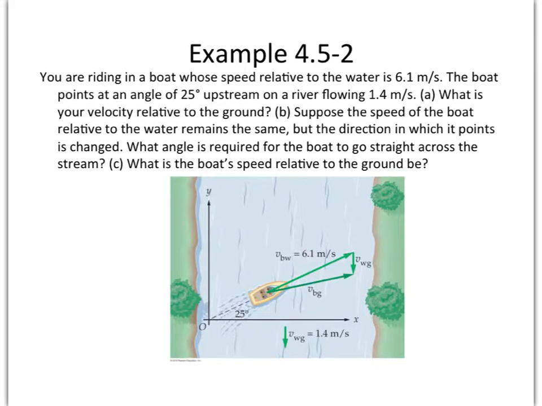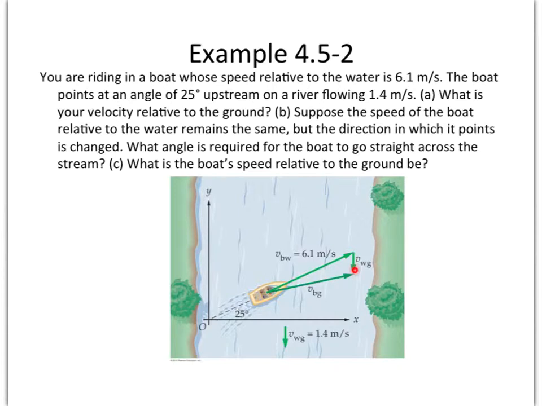We're continuing example 2 in our relative motion chapter. In the previous segment, we found the resultant velocity, the velocity of the boat to the ground, when we added the velocity of the boat to the water plus the velocity of the water to the ground. All right, but parts B and C, we're going to be changing this around a little bit.